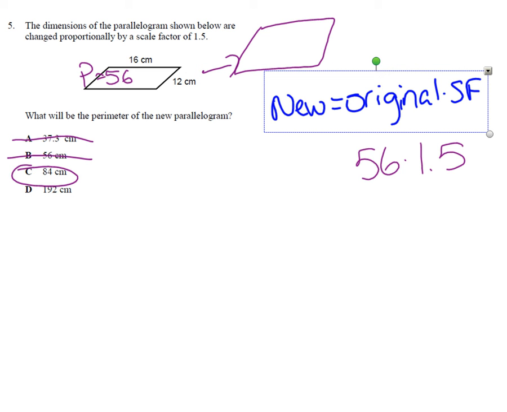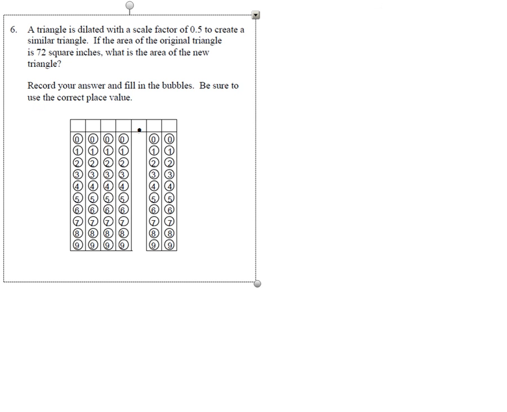All right? So that was the perimeter side. Area side is where people messed up. I messed up. All right, triangle.